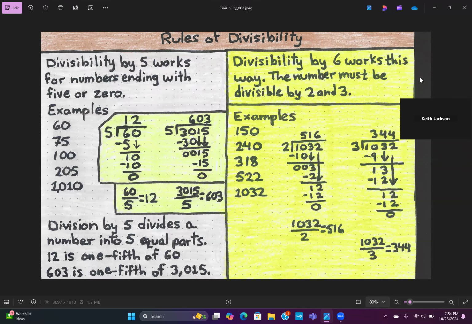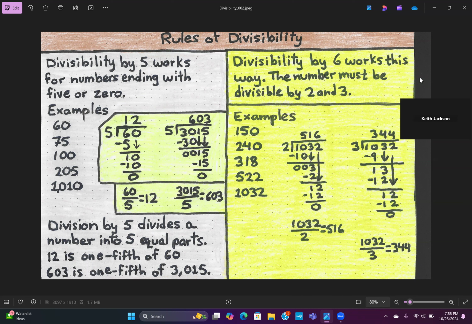One thing about the rules of divisibility is that it makes division a whole lot easier to do. It really takes the guesswork out of division, especially when you know what to do. Now, let's take, for example, divisibility by 5, and then we're going to do divisibility by 6. But let's go back to divisibility by 5.